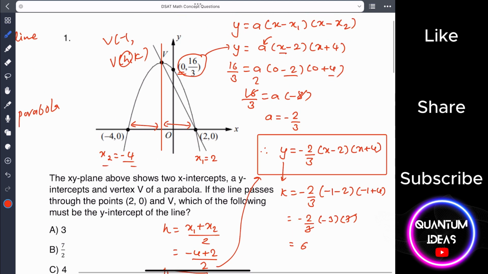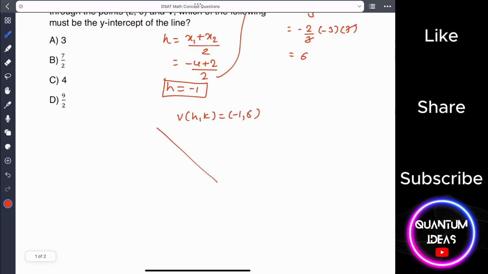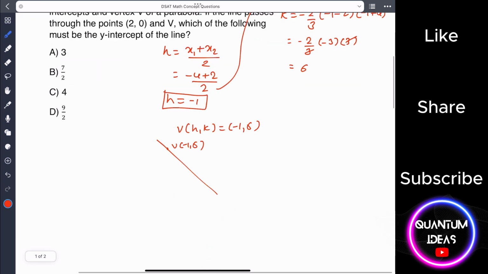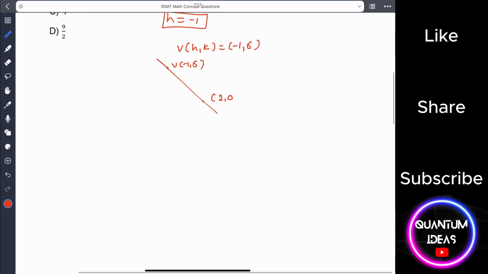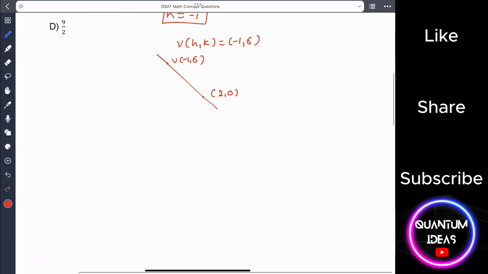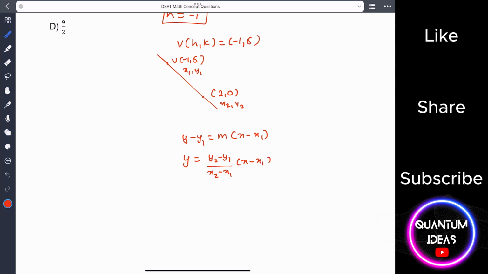Since we have two points on the line, v which is (-1, 6), and another point (2, 0), now we can easily find the equation of the line. Let me consider this point as x1, y1 and this as x2, y2. The equation of the line is y - y1 equals slope times (x - x1). We can also write this as y equals (y2 - y1)/(x2 - x1) times (x - x1), plus y1.